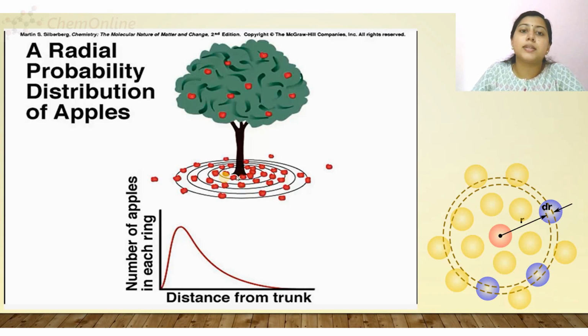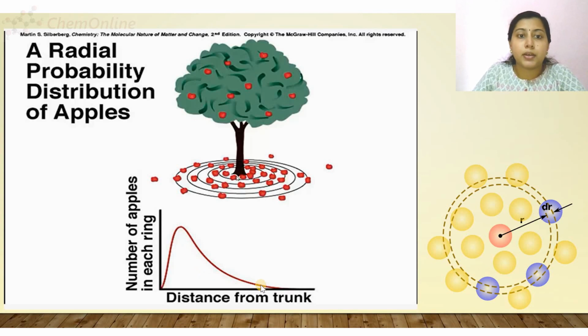So we can see that as the distance increases, the number of apples also increases in each ring, and at a farther distance from the trunk, the number of apples decreases. So when we plot a graph with the number of apples in each ring and the distance from the trunk, at the trunk or just below the trunk, the number of apples is 0. And from that, it gradually increases. It reaches a maximum at a particular ring. And again, as the distance from the trunk increases, the number of apples decreases.